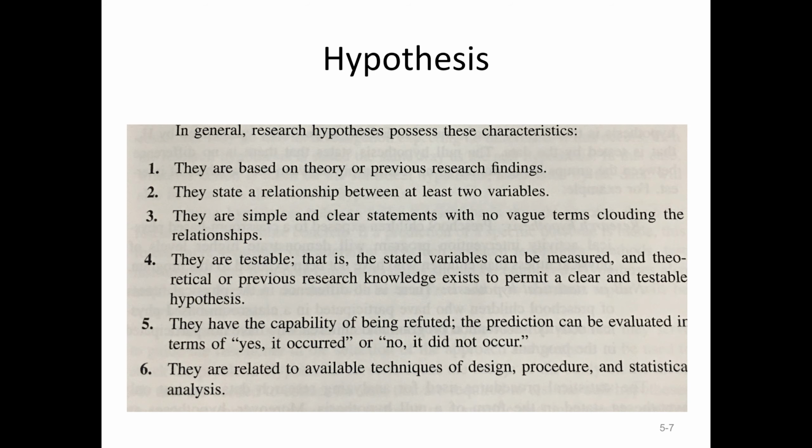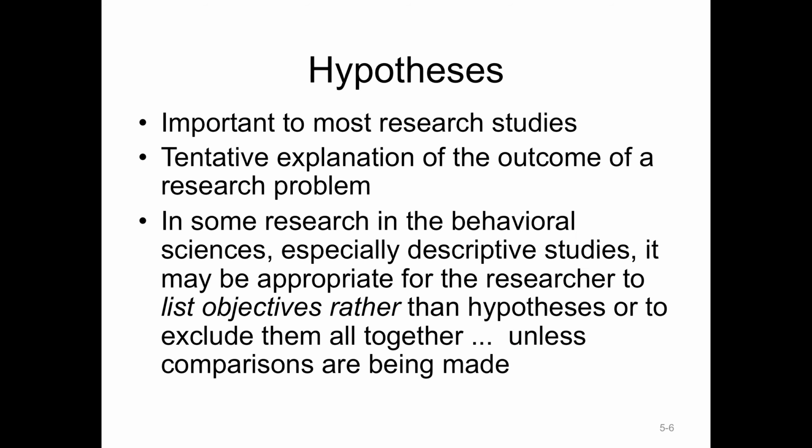It's testable. So, grip strength was significantly greater in males versus females. That's testable, and we did it. Hypotheses have the possibility of being refuted, and can be evaluated in terms of yes, it occurred, or no, it did not occur. And finally, they're related to available techniques of design, procedures, and statistical analysis. We're not really going to get into that much in this class, but that's important, and we'll do some more hypothesis testing as well.